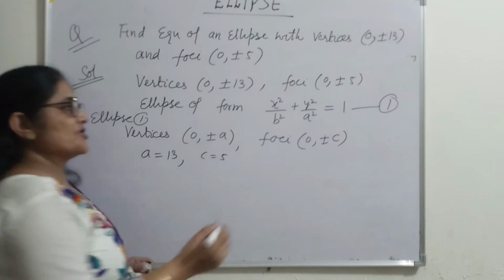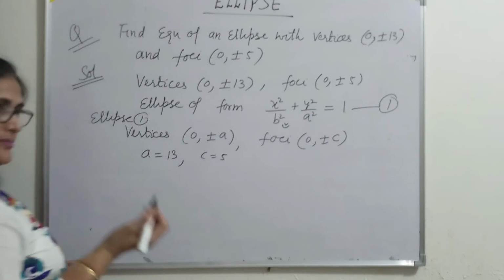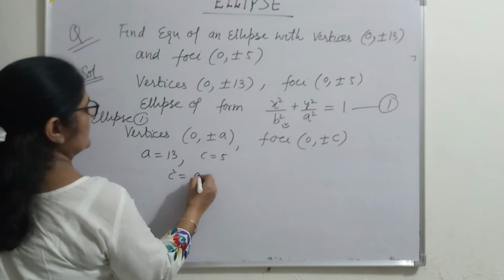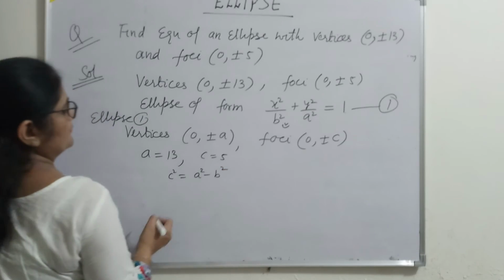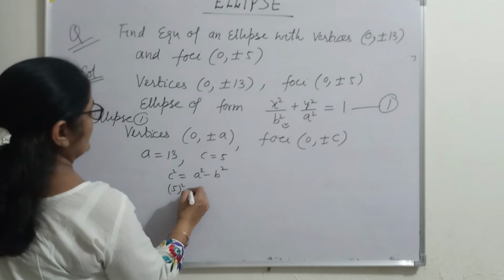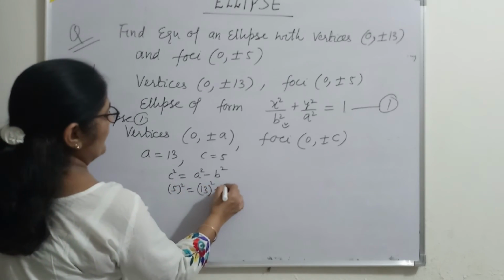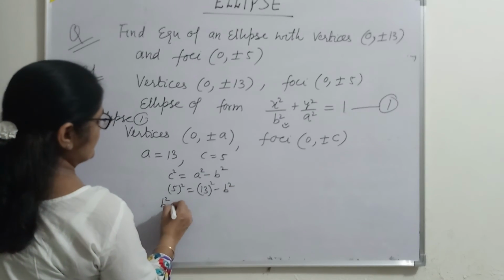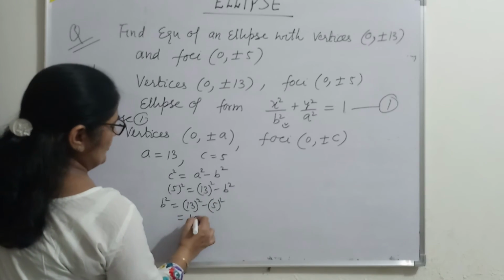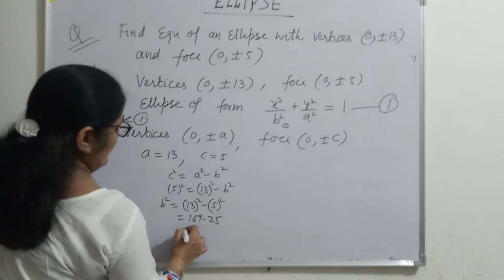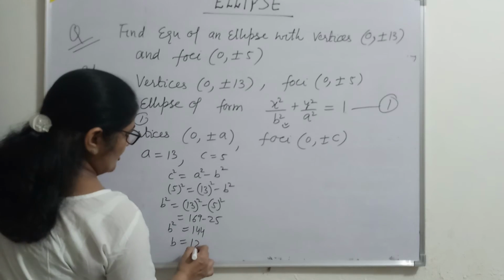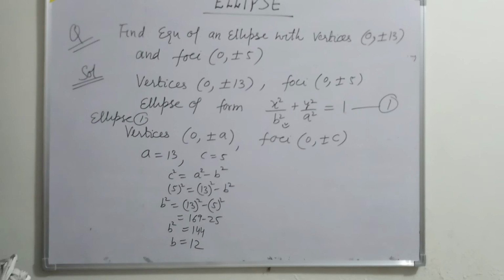But for the equation we require b also. Use the relationship: c square is equal to a square minus b square. C is 5, a is 13, and b we have to find. So b square is 13 square minus 5 square, that is 169 minus 25, which is 144. So b is 12. Now b is known, a is known.